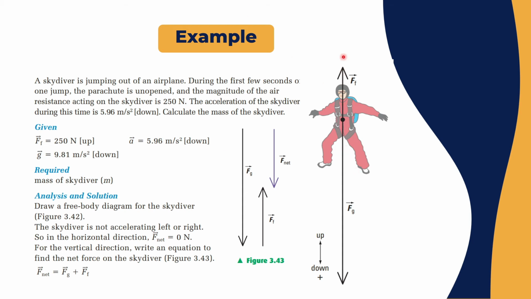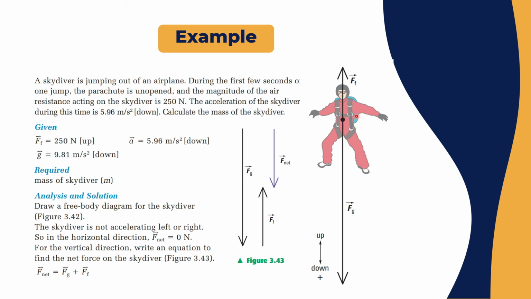We have F friction by air pulling him upwards, and we have the gravitational force pulling him downwards in this case, and the F net would look like this. So F friction is 250 newtons, acceleration is 5.96, and g is 9.81 downward. You can set your convention, down is positive, up is negative, or vice versa, whatever works for you. What is the mass of the skydiver?